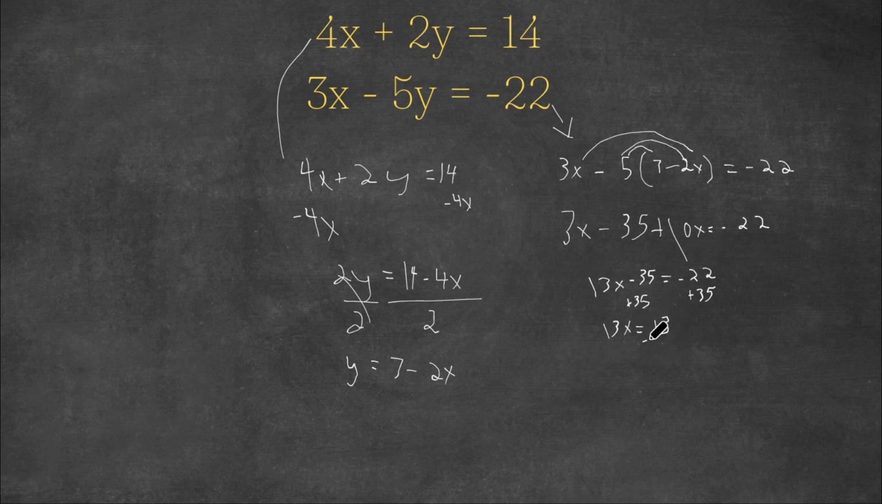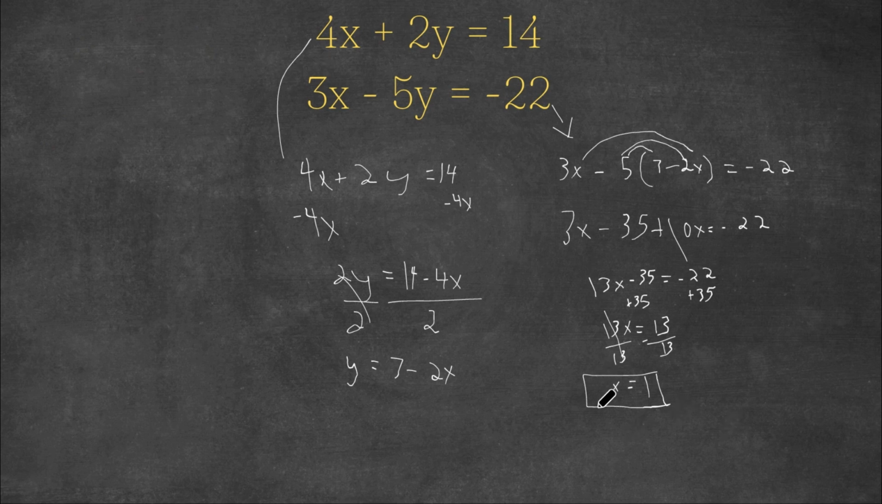Now, if we divide by 13 on both sides, we get x, since these two cancel out, is equal to 13 divided by 13, which is obviously 1. So now we found out our value of x. So now all we have to do is simply plug in this value to either one of these equations and solve for y, because in a system of equations, we have to find the value of both x and y.